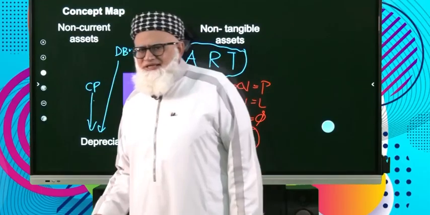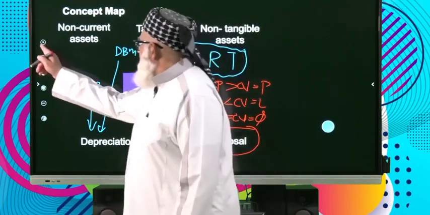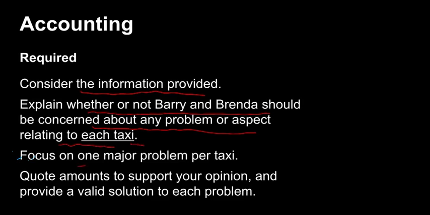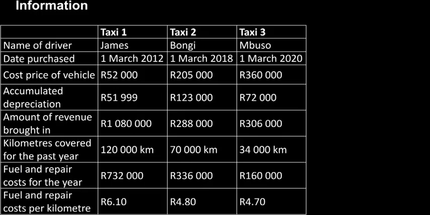Right, let's look at the next question, an interesting question. It says here, consider the information provided. Explain whether or not Barry and Brenda should be concerned about any problem or aspect relating to each taxi. Focus on one major problem per taxi. Quote amounts to support your opinion and provide a valid solution to each problem. Okay, what do we have here?